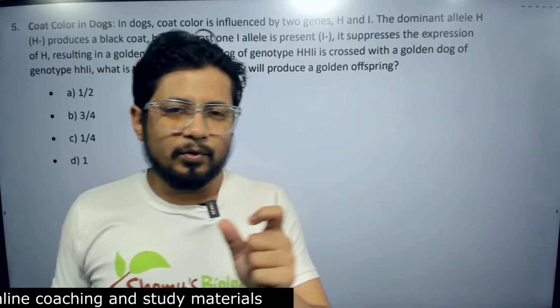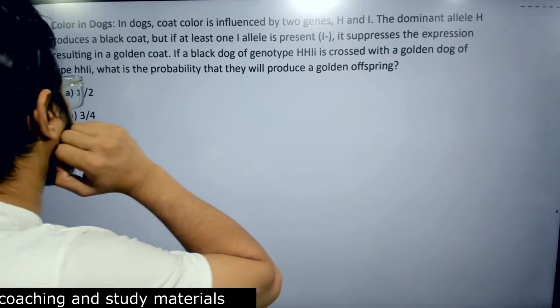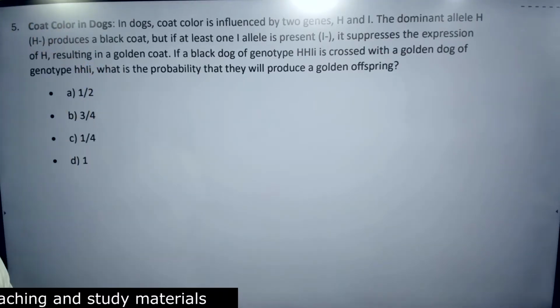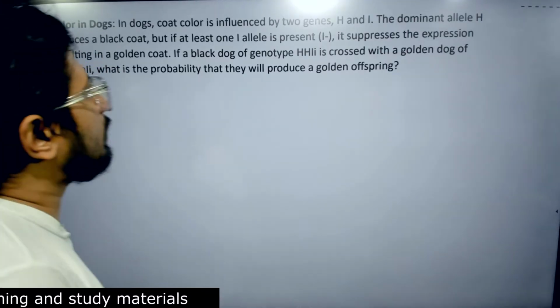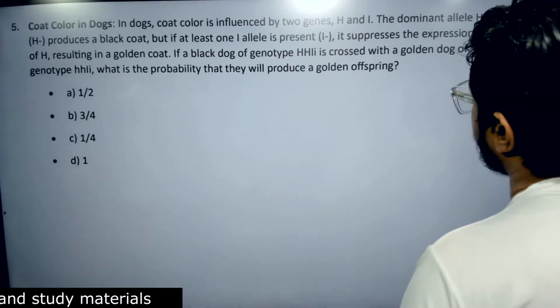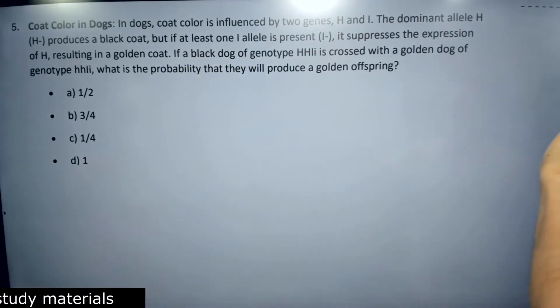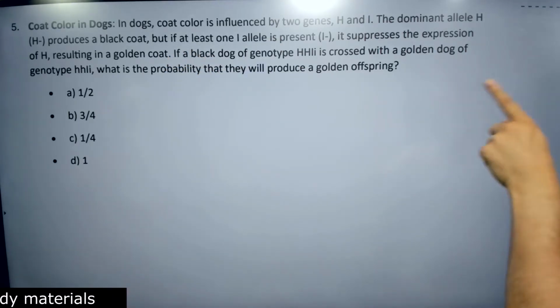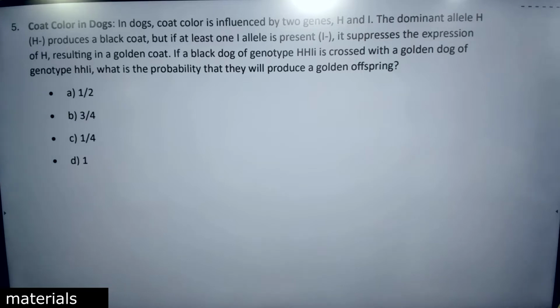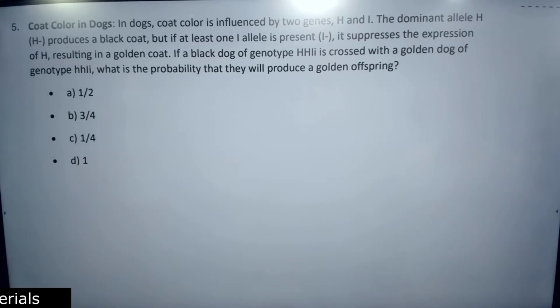Alright, so now we are moving on to the third question, and the third question is coat color in dogs. In dogs, the coat color is influenced by two genes, capital H and I. The dominant allele capital H produces a black coat, but if at least one I allele is present, it suppresses the expression of H, resulting in a golden coat color.